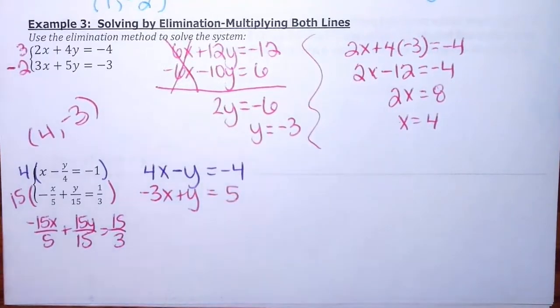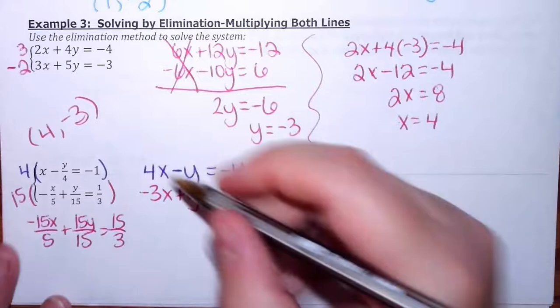And actually, you guys can see, hopefully, when I got rid of those fractions, that actually gave me a system where the y variables were already opposites. So we can actually just eliminate right then and there.